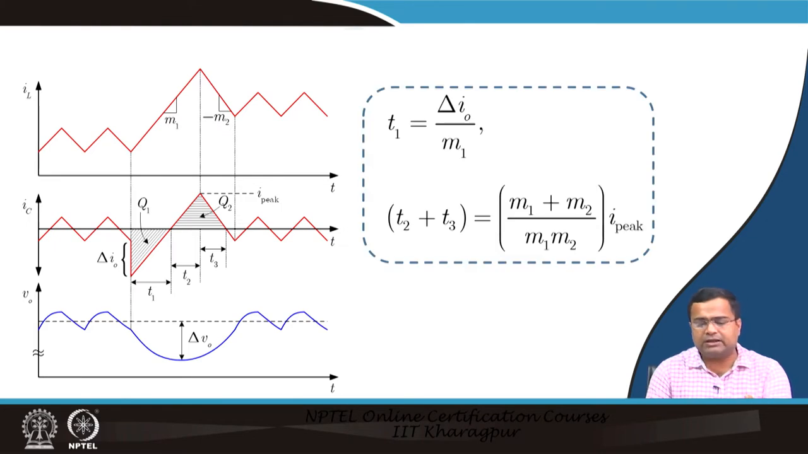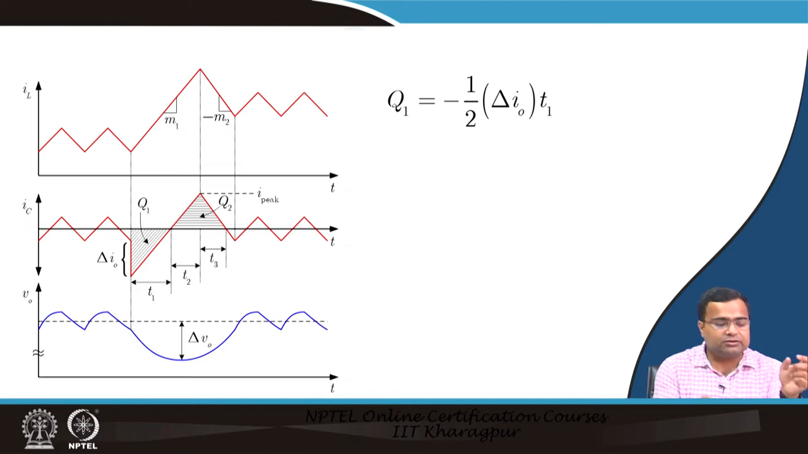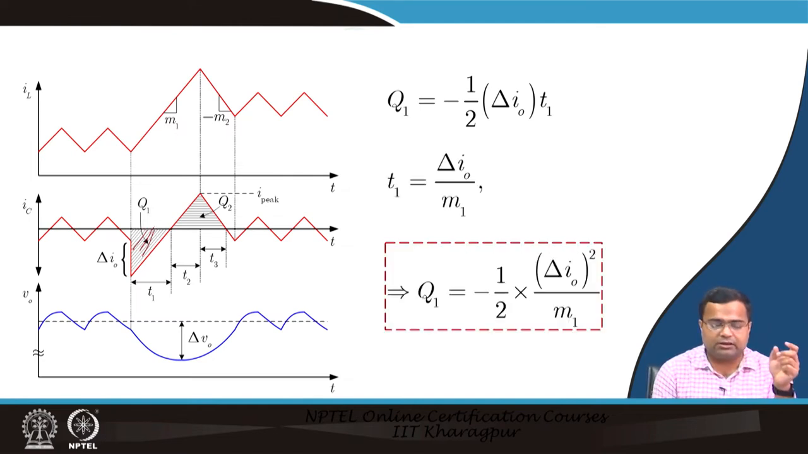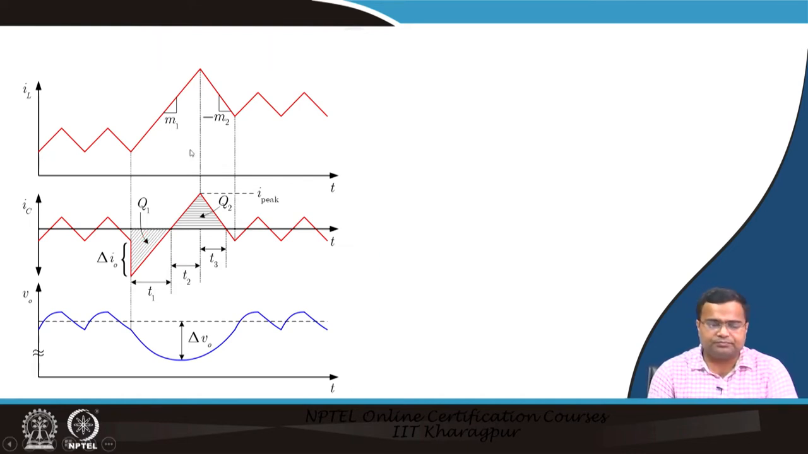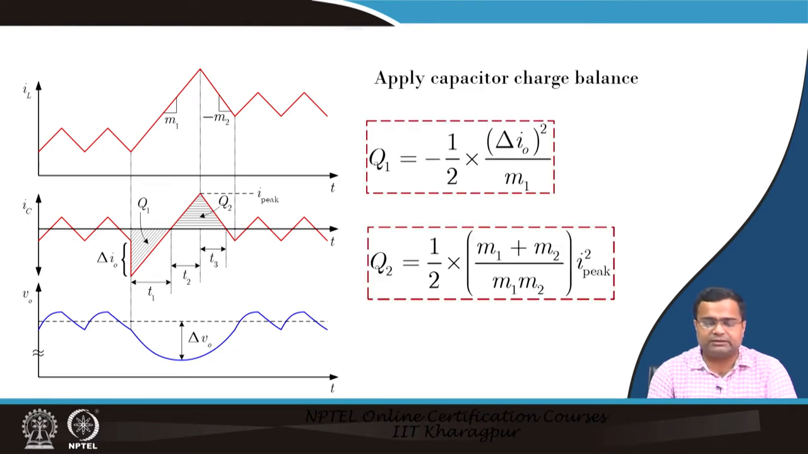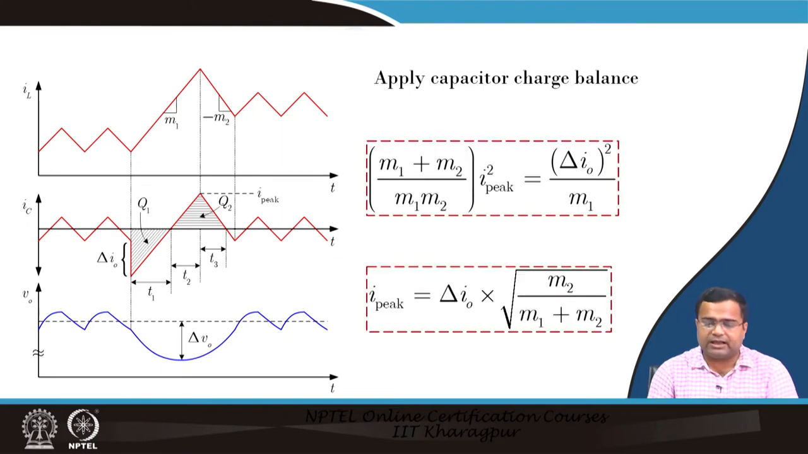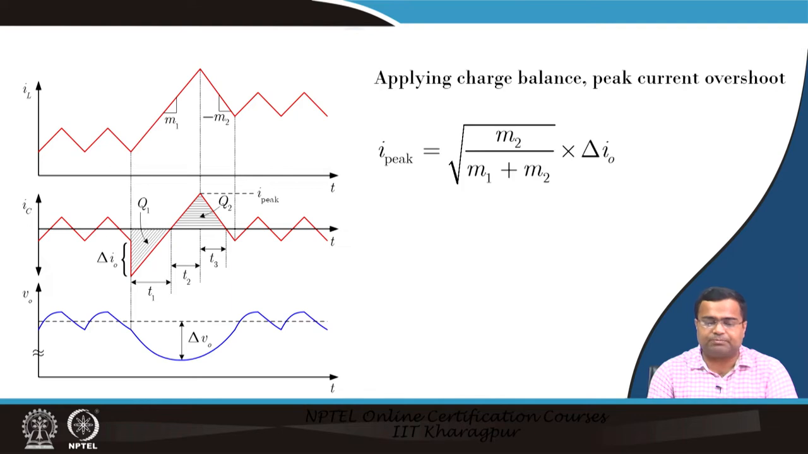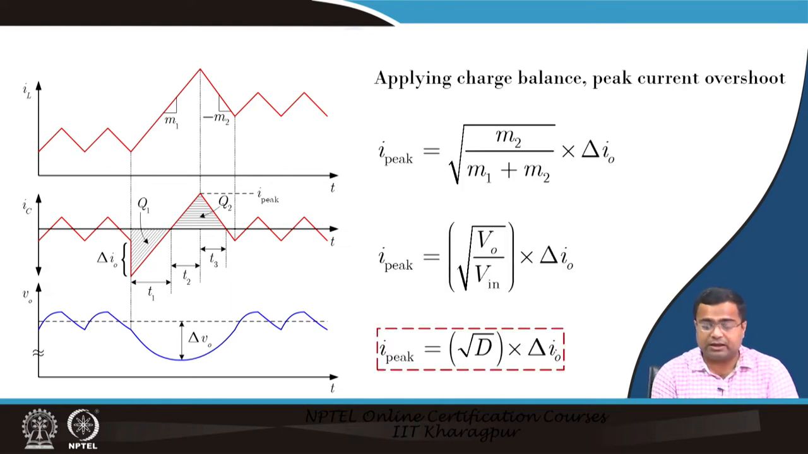Under t1, t2, t3, these are the steps: how to find q1, the area under this curve, in terms of load step size and the slope, and how to find q2 in terms of the peak current and the m1, m2 slopes. If you do charge balance, the sum of the charges will be 0, and from there we can find the peak current expression. It turns out that the peak current will simply be given by a ratio times the load step size. From this charge balance expression, we are not considering the variation in the output voltage in the slope. If we consider it, the expression will be more complex. Under the ideal assumption that the slopes remain unaffected, you get the peak current in terms of the square root of duty ratio times the load step size.